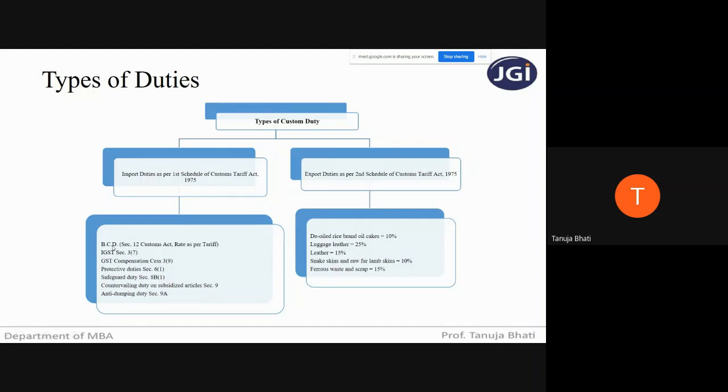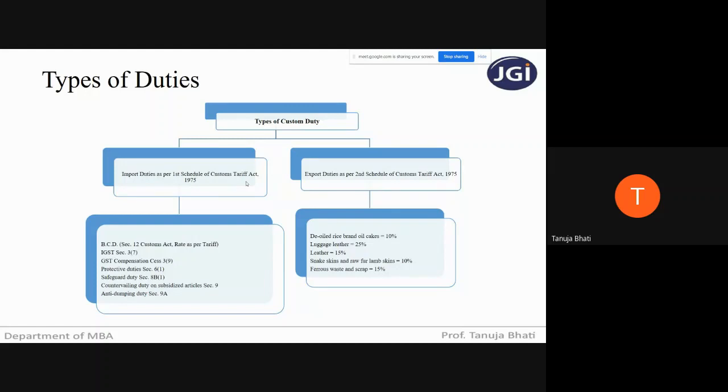Now, in BCD, students, when you go to Customs Tariff Act section number 2, you will get to know the different rates of BCD. It may start from 5% and go up to maybe 12.5%, but currently the BCD charged is 10%, students. So 10% is normally charged as BCD on any goods that are imported.